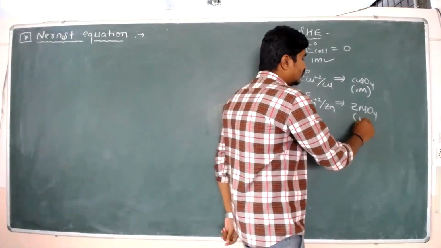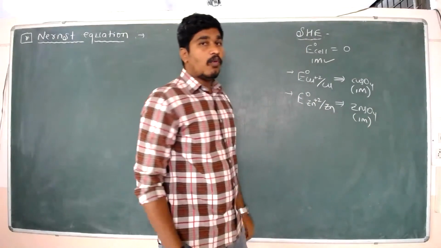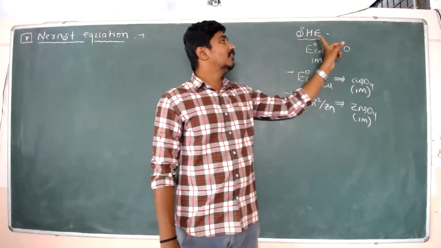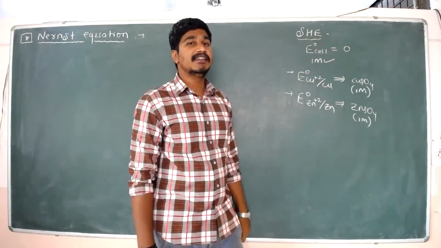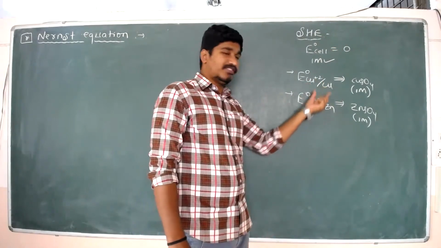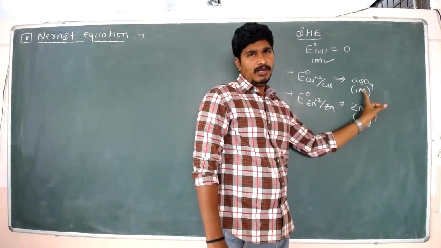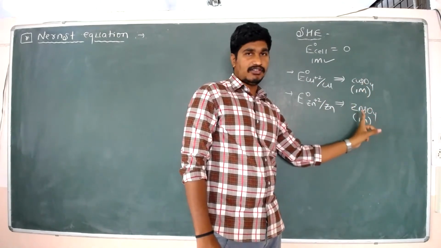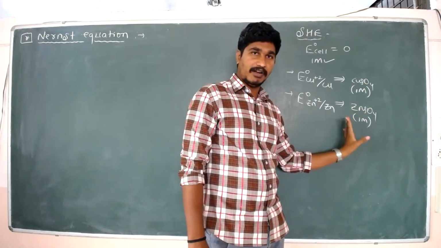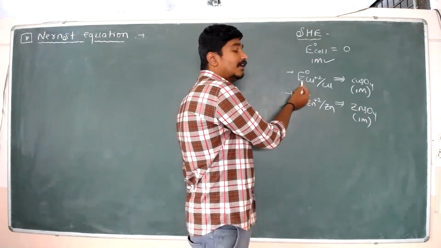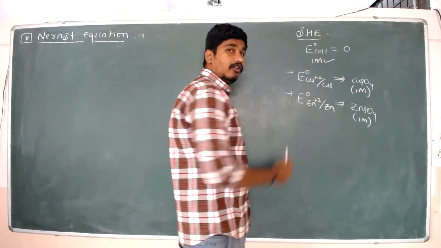What should be the concentration? 1 M. So what is the condition for using the standard hydrogen electrode to determine the electrode potential of half cells? The concentration of all the ions present in the solution should be 1. Then only we can determine the standard electrode potential.